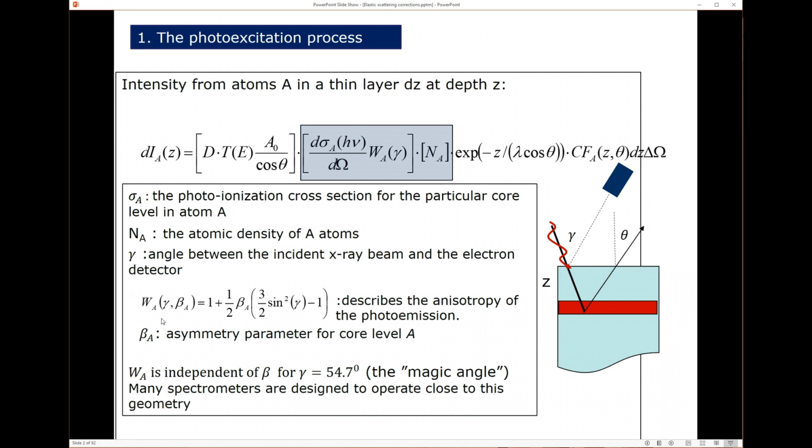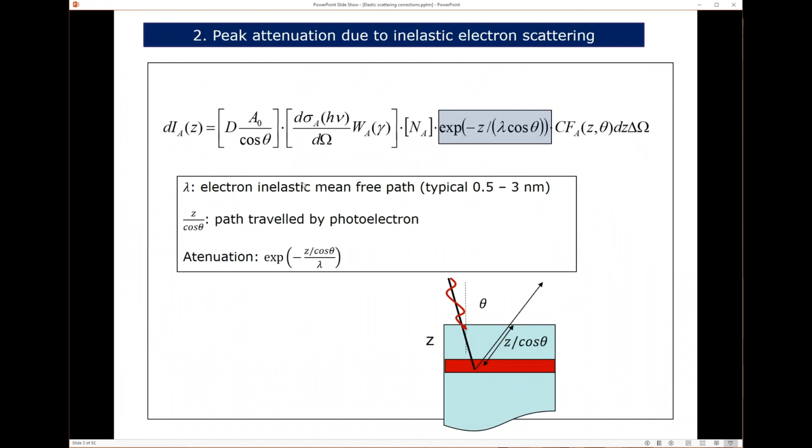For the photoexcitation process, we can use cross sections from tabulations, or we can use references. Usually when doing QUASES analysis, we'll use reference spectra. For the attenuation, that's fairly simple. That's of course all included in the QUASES analysis. Due to inelastic scattering, the intensity of a peak drops exponentially with the path traveled in the sample. The path is z divided by cosine theta here, and the inelastic mean free path enters here.